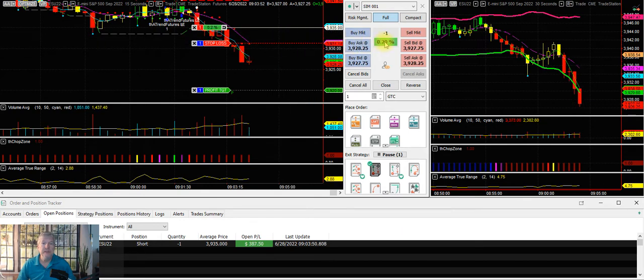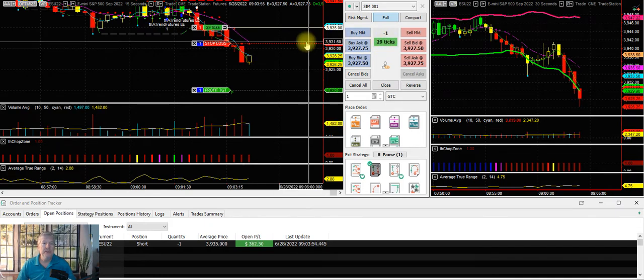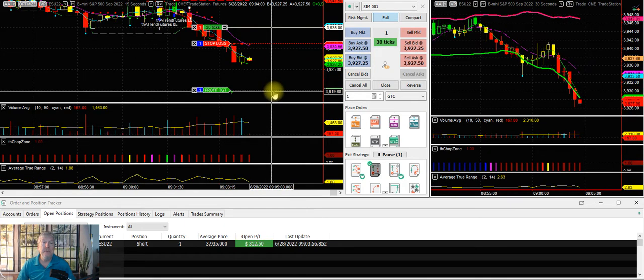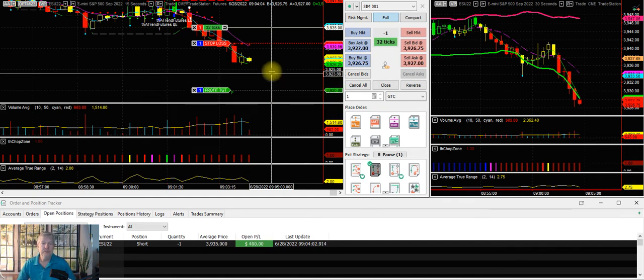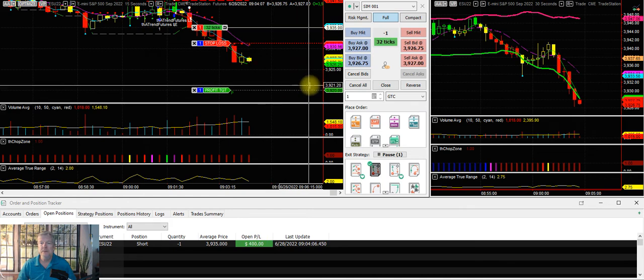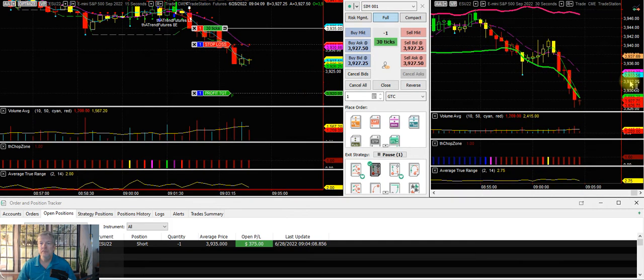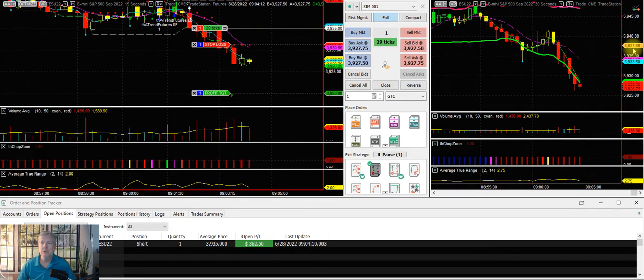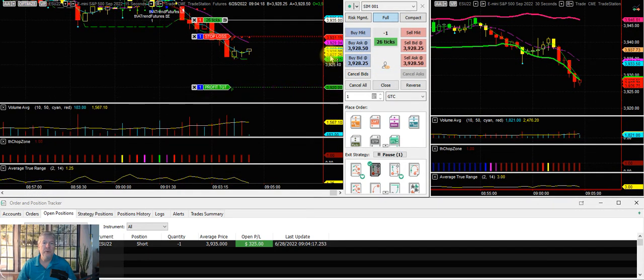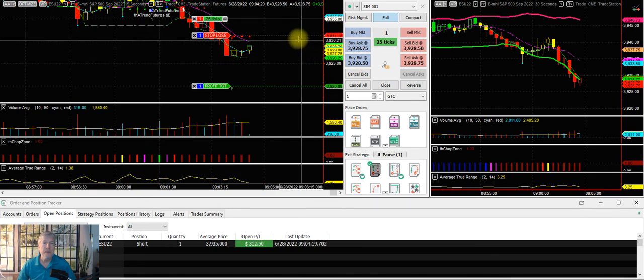28 ticks, 31 ticks. So if we get a total 60 tick runner here, that's what we could ultimately get if we hit our profit target. Not saying we're going to hit it. I don't know. That's the thing with trading. You just don't know. You have to be comfortable with the unknown to be a trader, because you're not going to know how this is going to work out.